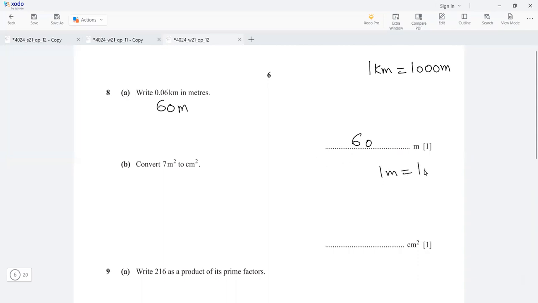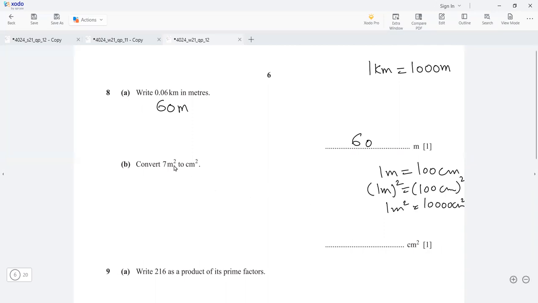That's 1 meter equals 100 centimeters. So if we want to take squares, what we have to do is take squares on both sides. For taking the squares, the number of zeros will be doubled. So it will be 1 meter squared equals 10,000 centimeter squared.